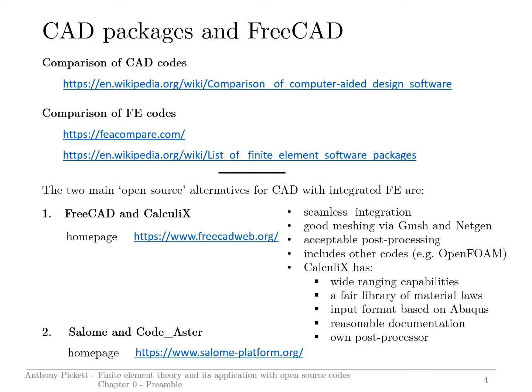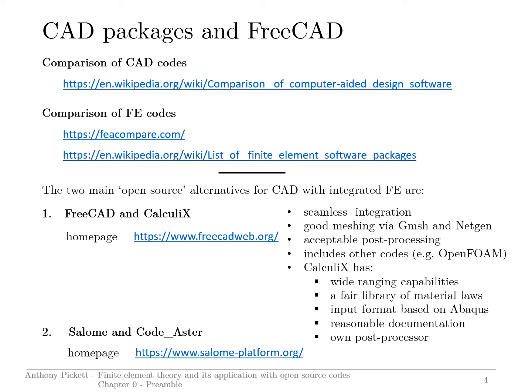I looked at both of these options. You can either use FreeCAD with CalculiX integrated, or you can use Salome with Code Aster. They are both good options, but I decided in the end that FreeCAD with CalculiX would be the most suitable for what I was aiming to do with this particular book. There is a website given there for each of these codes if you would like further information.